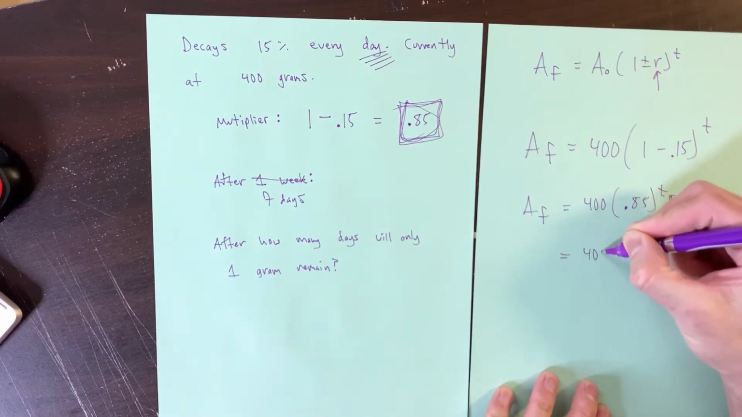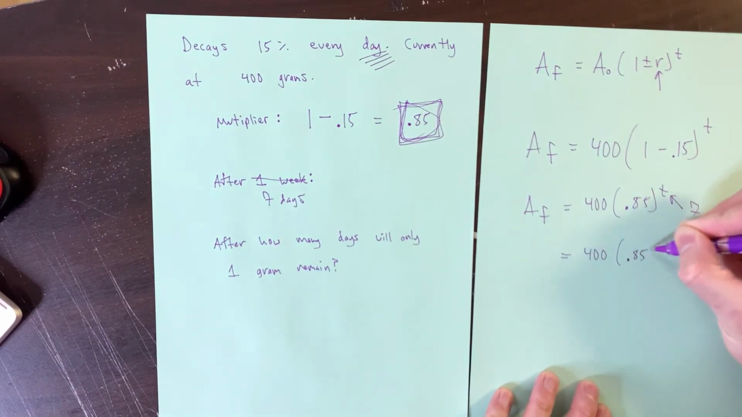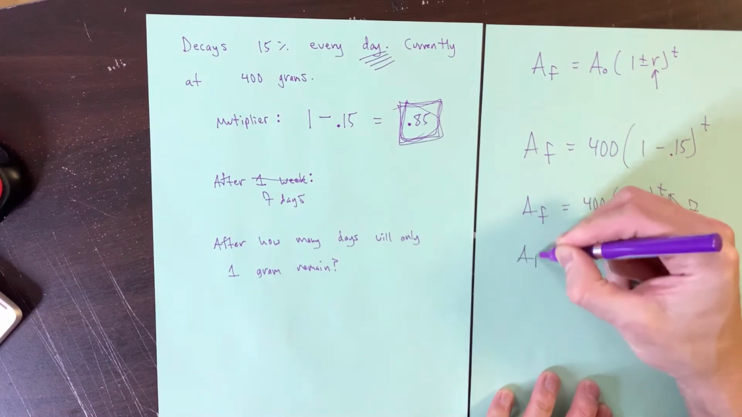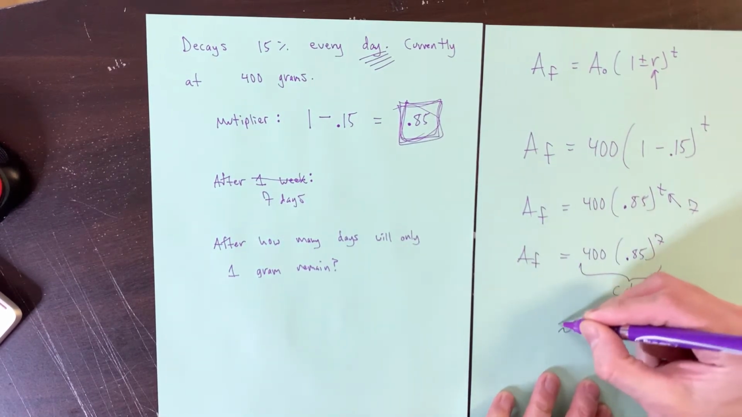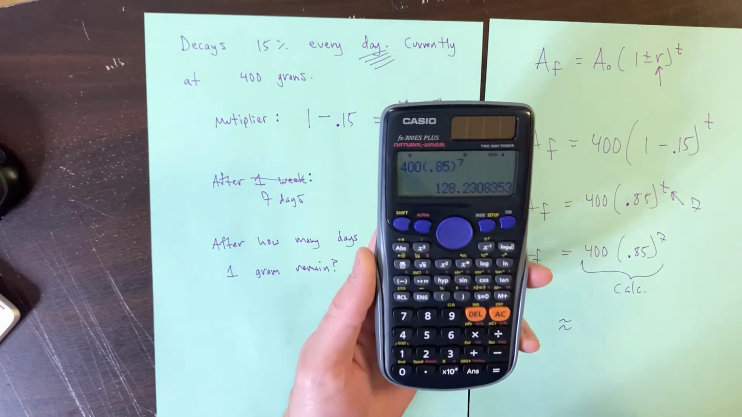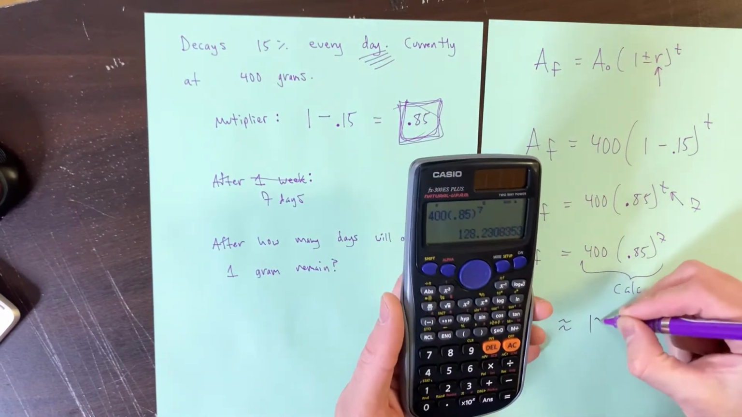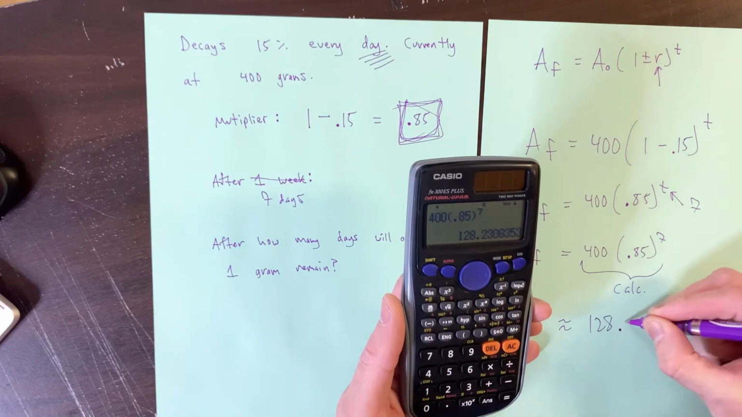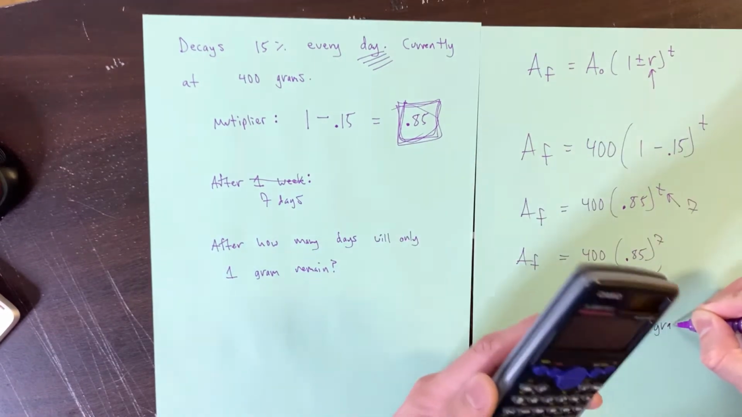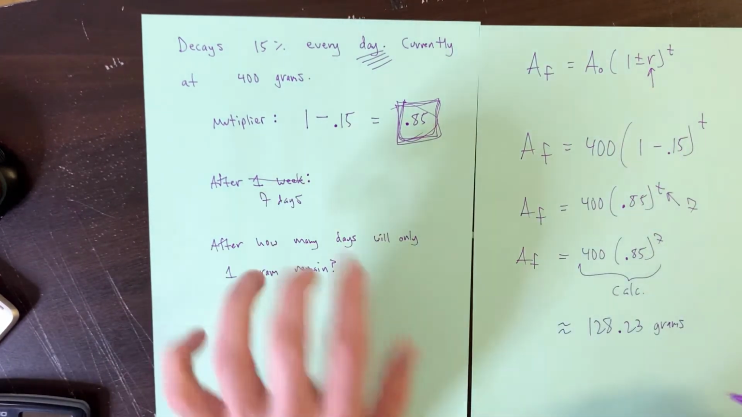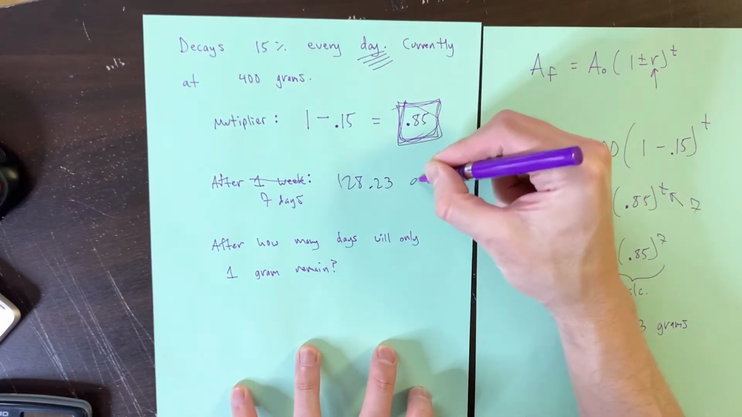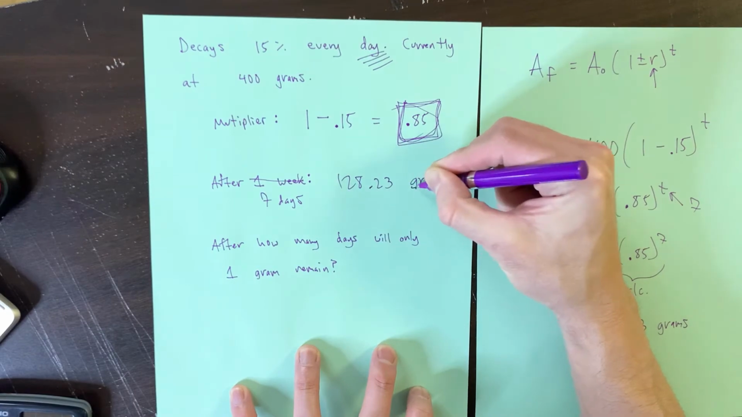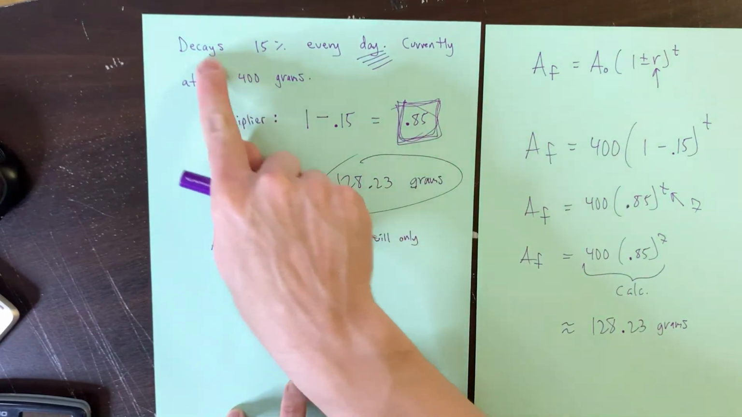So this would be 400 times 0.85 to the power of 7. And on a calculator, type all that into a device. And it says about that much. And you can round to the nearest hundredth, I suppose. I'm not sure what the directions said. So about 128.23 grams. So for my problem, after 1 week or 7 days, I have about 128.23 grams. And that makes sense because it's less than the initial amount and we are decaying.